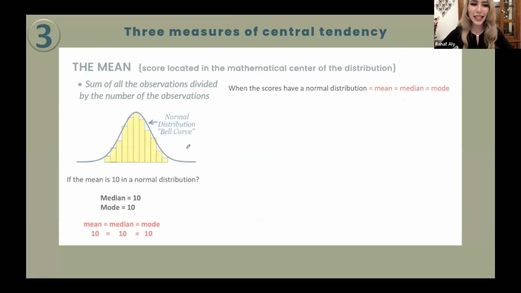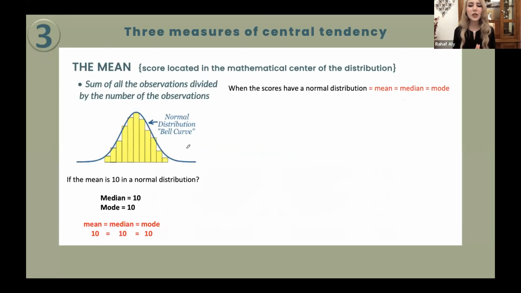So let's go to the final one, the mean. The mean is known as the average or the big boss. So the mean is actually really simple and really easy. So if you have a good time and everything is easy, you're going to get a normally distributed curve, which is a bell-shaped curve. And when you have a bell-shaped curve, the mean is equal to the median and the mode. So if the mean is 10, then the median is 10 and the mode is 10.